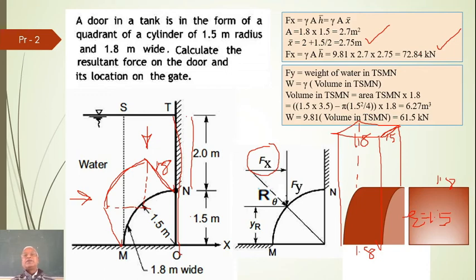Now the final step is the resultant of Fx and Fy. R equals the square root of Fx squared plus Fy squared, 95.33 kilonewton. The location and so on we'll see afterwards, but the resultant force is 95.33. How is it worked out? We have worked out Fx, the horizontal force on the projected vertical surface. Fy is the weight of the liquid standing on the curved surface. The resultant of Fx and Fy gives you the force acting on the curved surface.